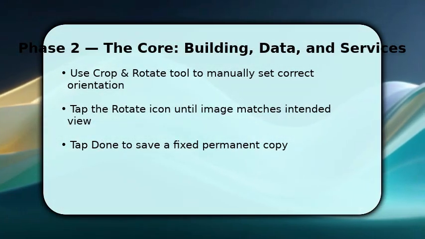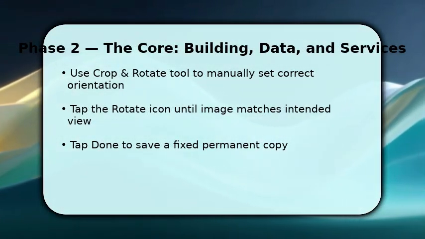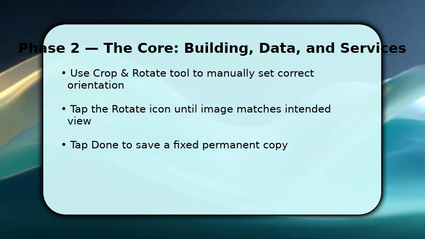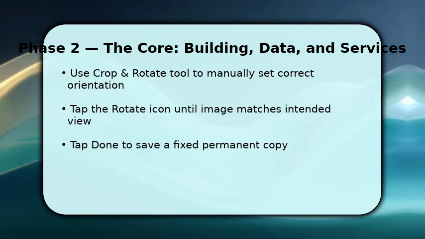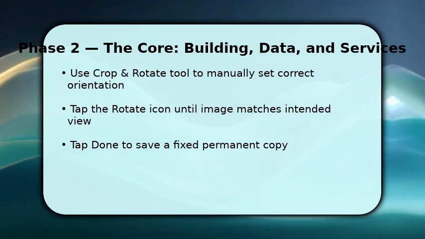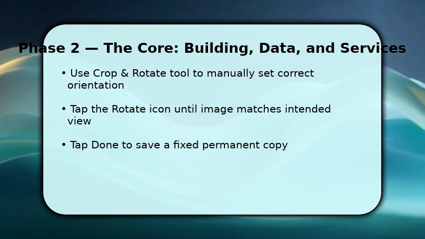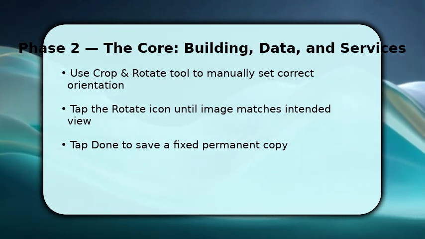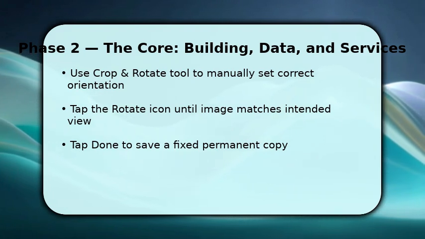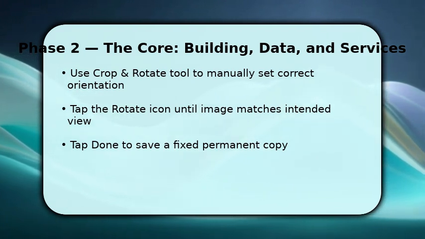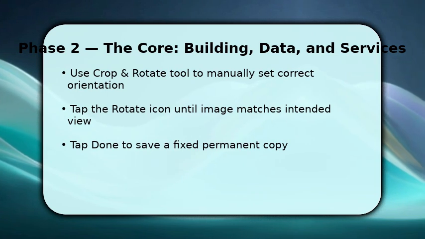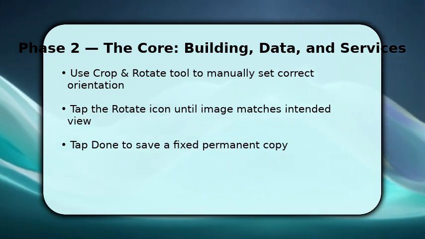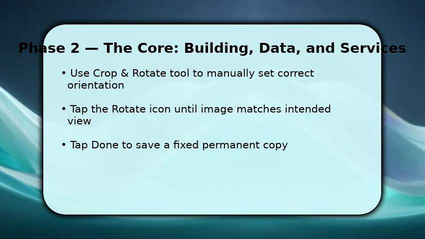You use the Crop and Rotate tool, tap the square with arrows icon, then rotate until the photo visually matches how it should display. Once done, make precise micro adjustments with the straighten slider if edges look off. This prevents downstream auto-rotation. Make sure to press Done to commit changes, otherwise the original problematic orientation remains. If you need an original backup, duplicate the photo first. This ensures you have a corrected, permanent file that won't flip unexpectedly.